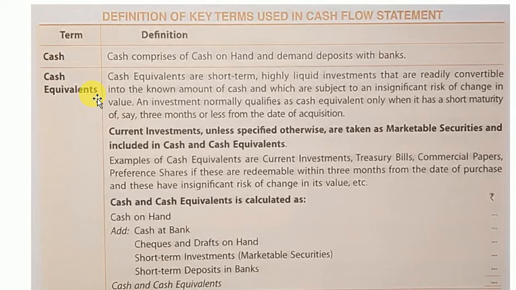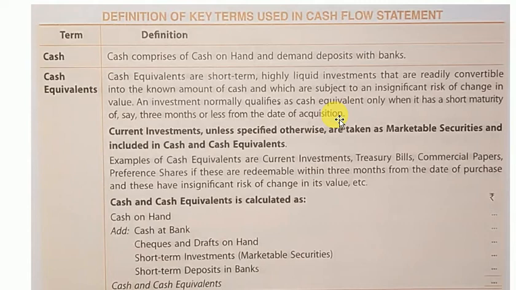It says cash equivalents are short term, highly liquid investments that are readily convertible into known amounts of cash and which are subject to an insignificant risk of change in value. An investment normally qualifies as cash equivalent only when it has a short maturity of, say, 3 months or less from the date of acquisition.